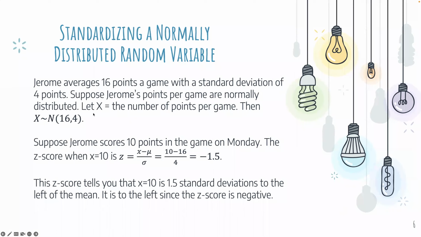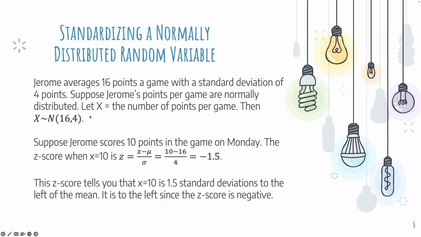If we want to relate standard deviations, mean, Z-scores, and X values, this is the formula that we use for the Z-score. So the Z value equals my value X minus the mean of the distribution over the standard deviation.